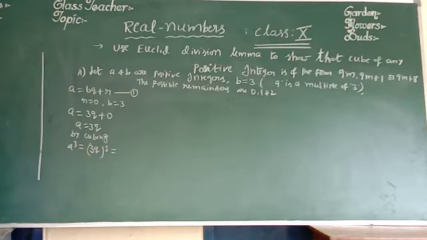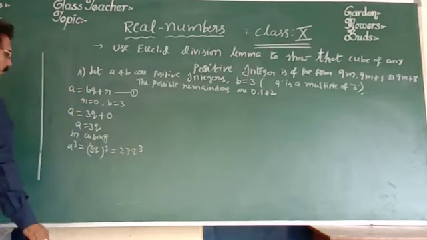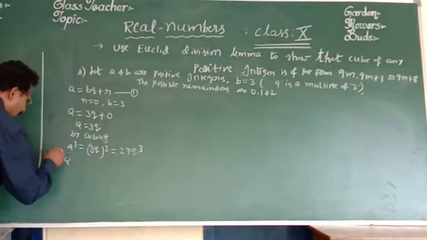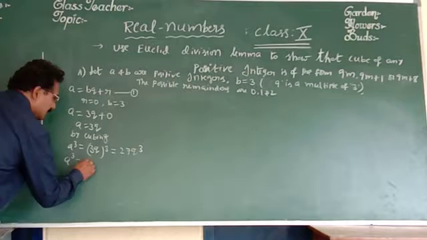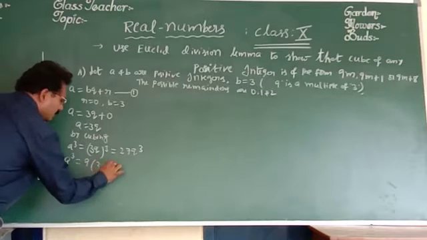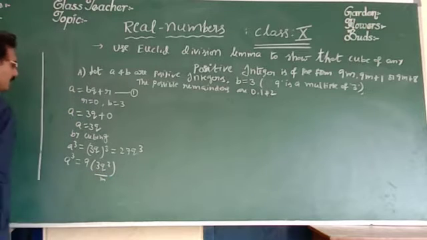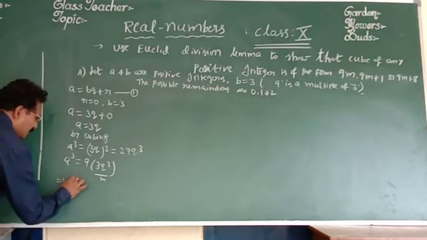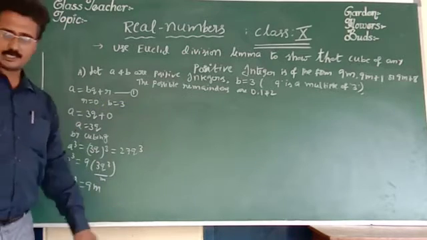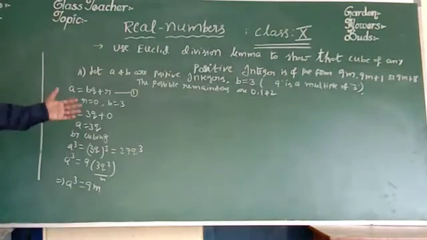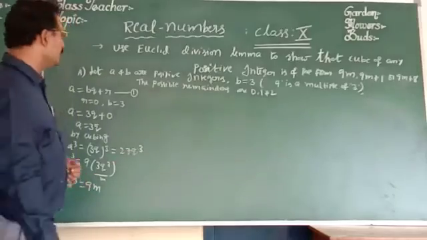But what is 3q whole cube? 27q cube. Therefore a cube is equal to 27q cube, which can be written as 9 of 3q cube. Put 3q cube is equal to some m. So what is your answer? a cube is equal to 9m. So first remainder 0 is done. Next you have to verify the other remainders, 1 and 2.